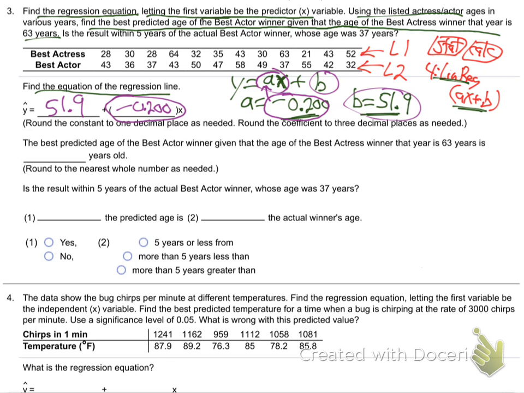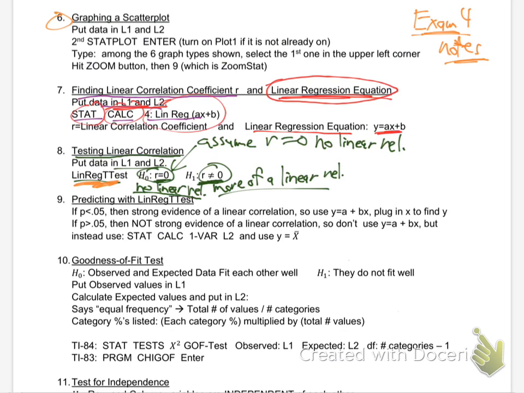Okay, now we come down and they say, okay, the best predicted age of the best actor. Okay, we're gonna do the best predicted age of the best actor. So how do we do this? Let's go back to exam 4 notes. What does it say? Here we go. We're on number 9. And it says there, predicting with the linear regression t-test.